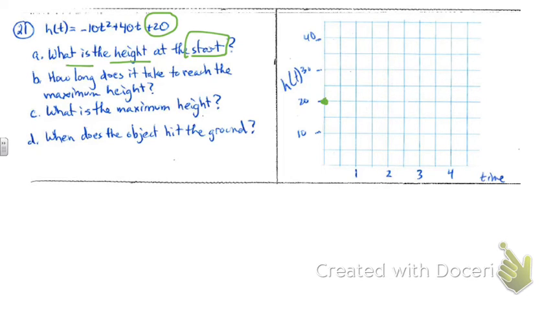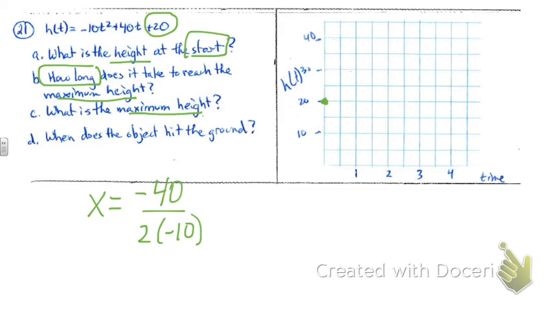How long does it take to reach the maximum height? So notice maximum height is part of both of these, but how long is the time? That means I need to find the vertex. So it says t, but I'm going to use x. The vertex formula is the opposite of b over 2a. That comes out to 2. So 2 seconds is where the maximum is.